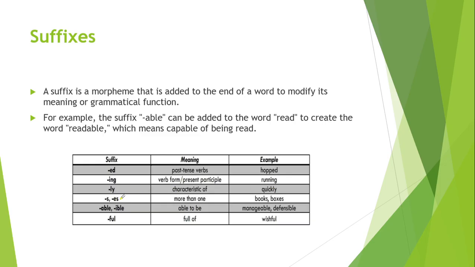Then the suffix s or es is added for plural sense, or more than one: books, trees, boxes, cars. Then we have able or ible. So it is for showing able to be: manageable, defensible, responsible, contrastable. The suffix ful, full of, is for the meaning of full of, such as wishful, wonderful, actful.